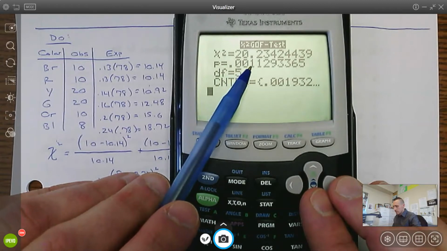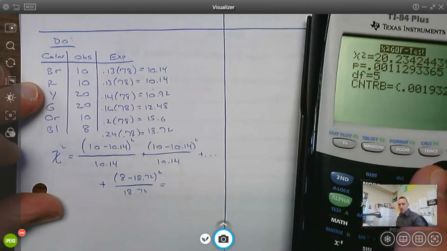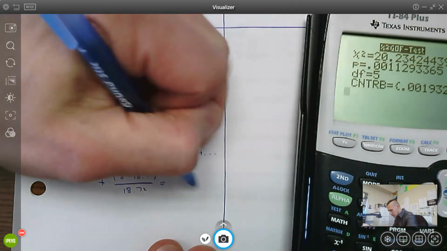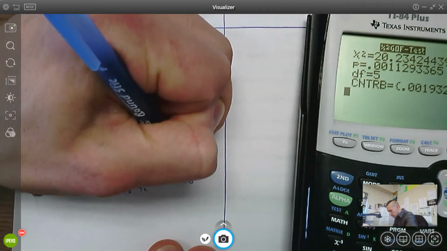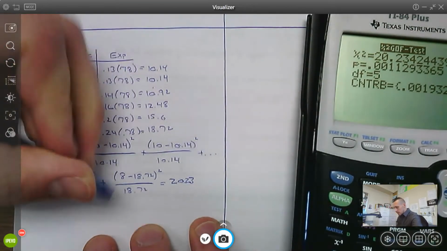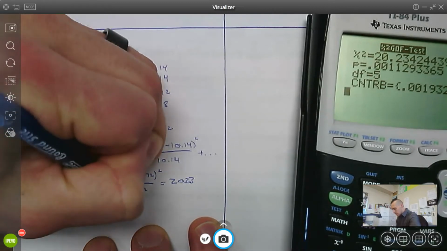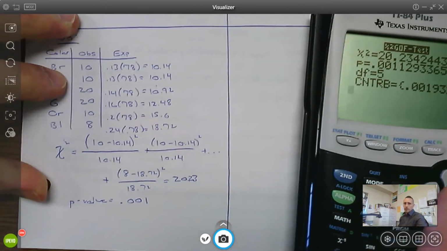This gives me my p-value, and I'm going to come back to what this contribution stands for in a moment. So our test statistic is 20.23, and our p-value is 0.001 approximately.